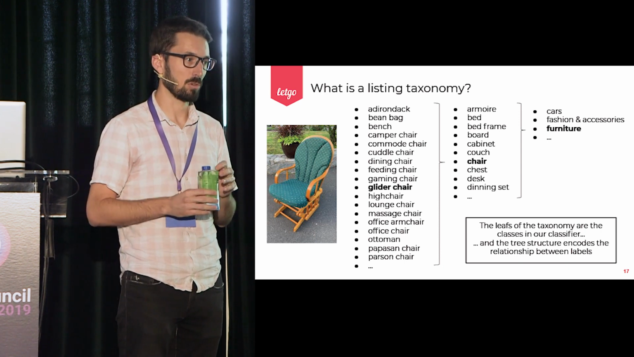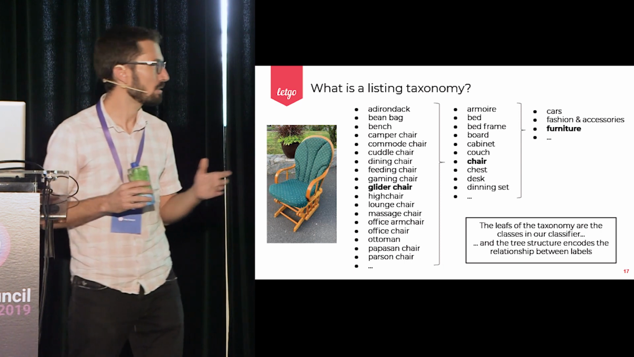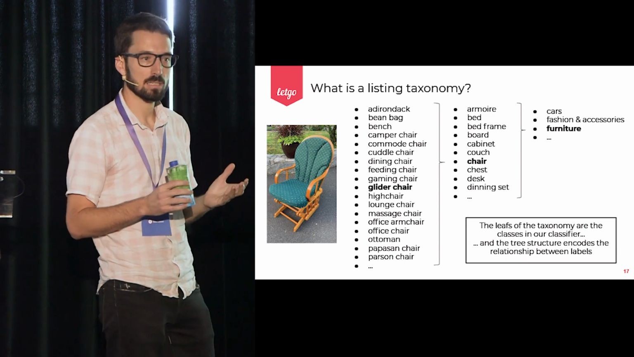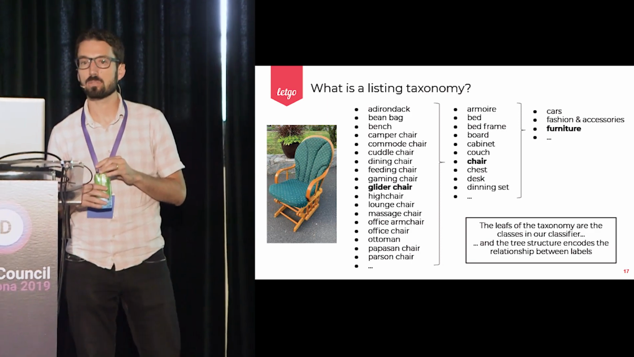So what I'm describing here is one taxonomy of the many taxonomies that you could decide for your marketplace. Why do we need this? Because in the end, the leaves of this taxonomy, here we have a 3-level taxonomy, are going to be the classes in our classifier. And the tree structure encodes the relationship between the labels.